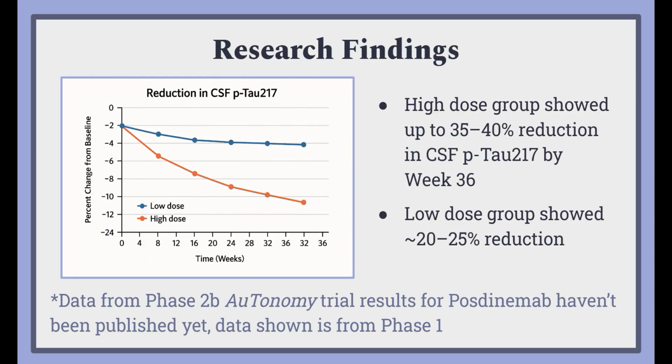Research findings. High-dose groups showed up to 35 or 40% reduction in faulty TAU by week 36. Low-dose groups showed 20 to 25% reduction. It's worth noting that data from Phase 2b has not been released yet, so this is all data from Phase 1.